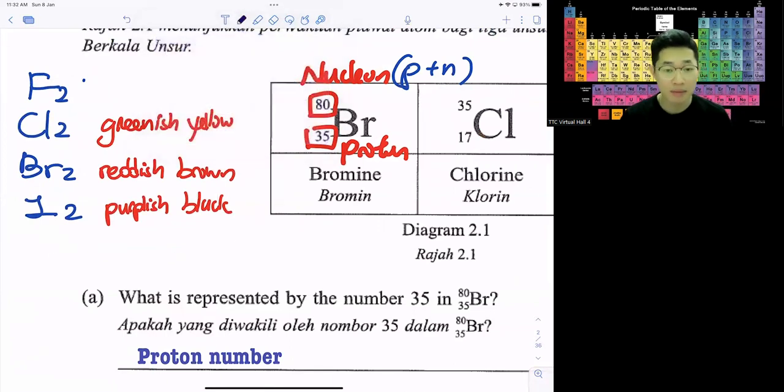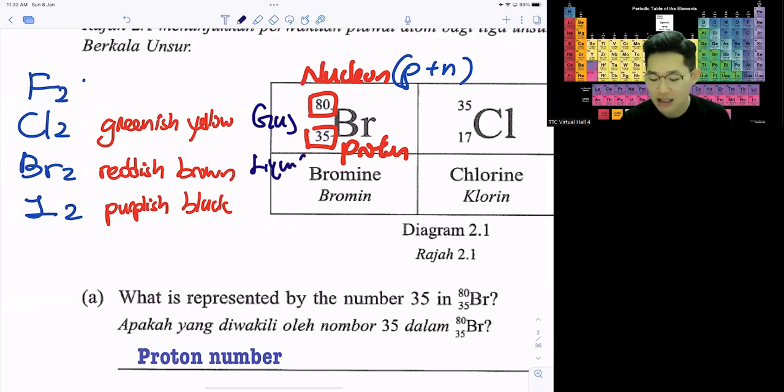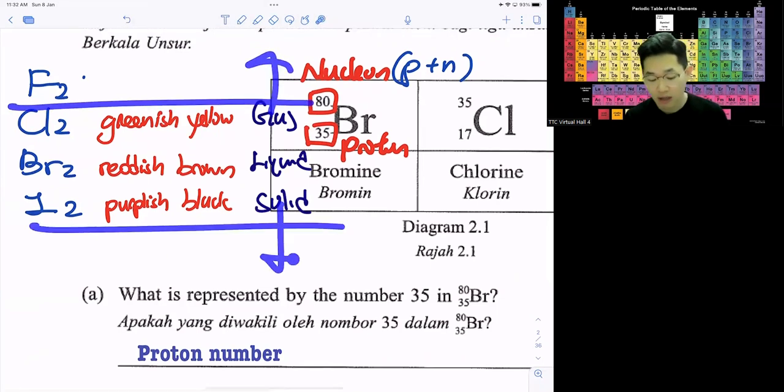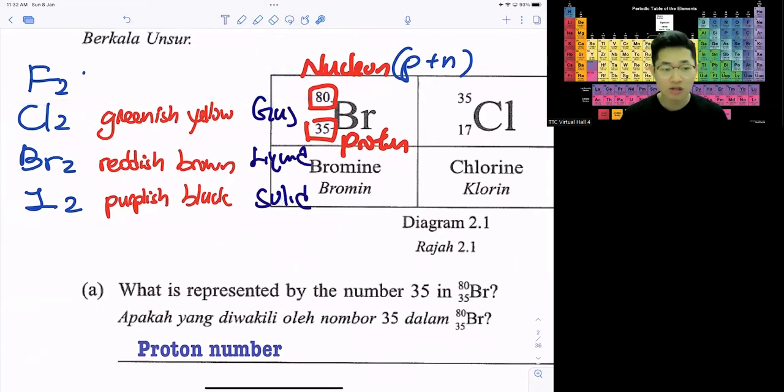And then you have to remember the physical state. Chlorine is a gas. These 3 are important: gas, liquid, solid. So if it is above chlorine, then it will be gas as well. If it is below iodine, it will be solid as well. So if they ask you, what is the color of bromine? Reddish brown. What's the physical state? Liquid. Physical state, solid, liquid, gas. Okay.